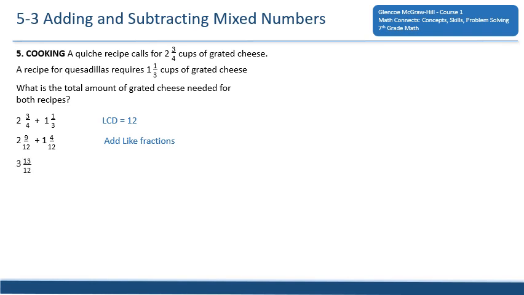3 and 9/12 and 1 and 4/12. So we're going to add together, and we're going to get 9 plus 4 is 13 over 12. And then 2 plus 1 is 3. So we have 3 and 13 twelfths. But 13 twelfths is an improper fraction. So we are going to move 12 twelfths of that to the whole number in the mixed number. So if we take 12 twelfths away and add 1 to the 3, we get 4 and 1/12 cup of grated cheese.